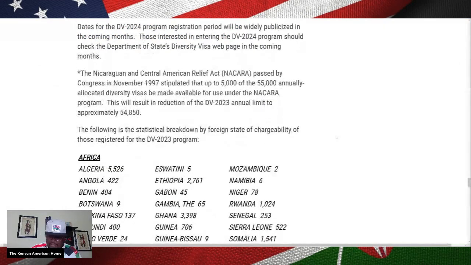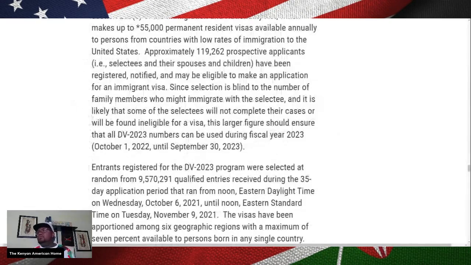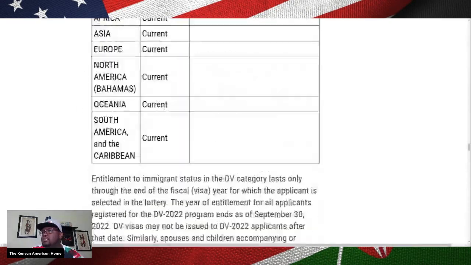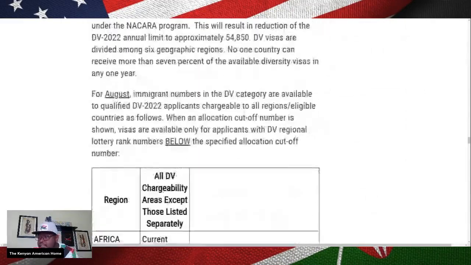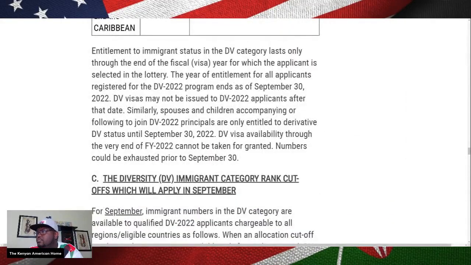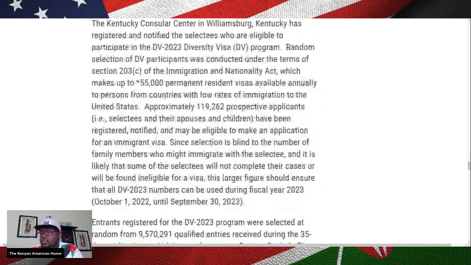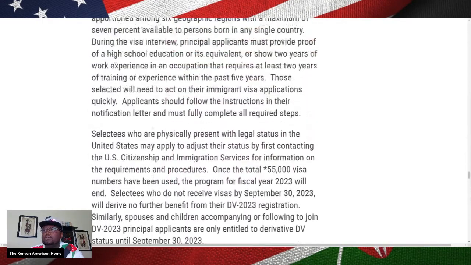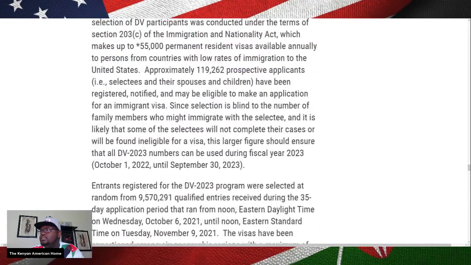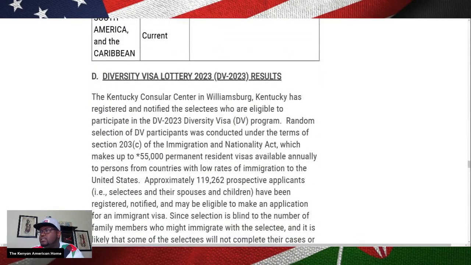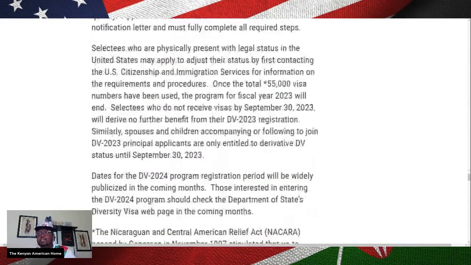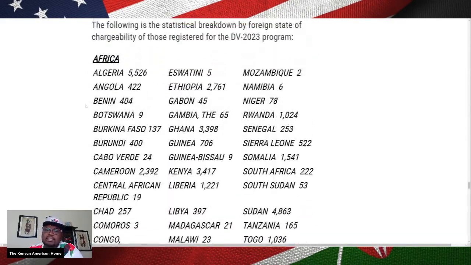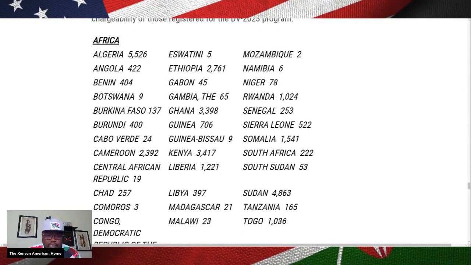These are the numbers for DV. Which DV is this one? I think it's the last one, last year's one. Let me check. DV 22 program. Okay, so this is the last one. Dates of the DV 2023. It's still valid. But this is the number of people who won, like in Africa. Okay, so you can see the numbers.